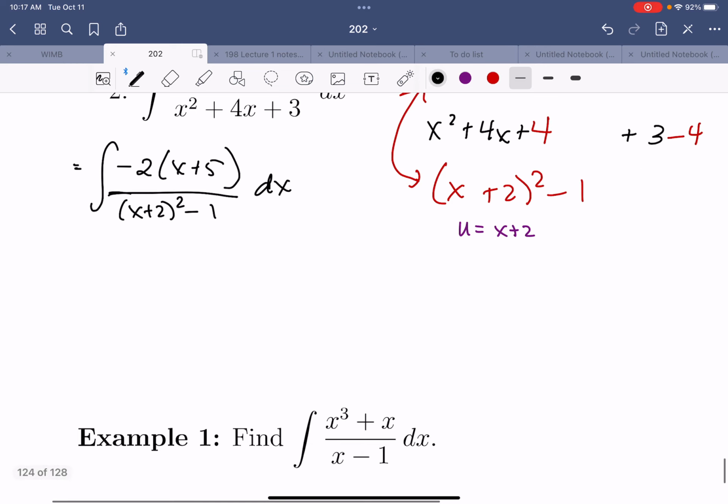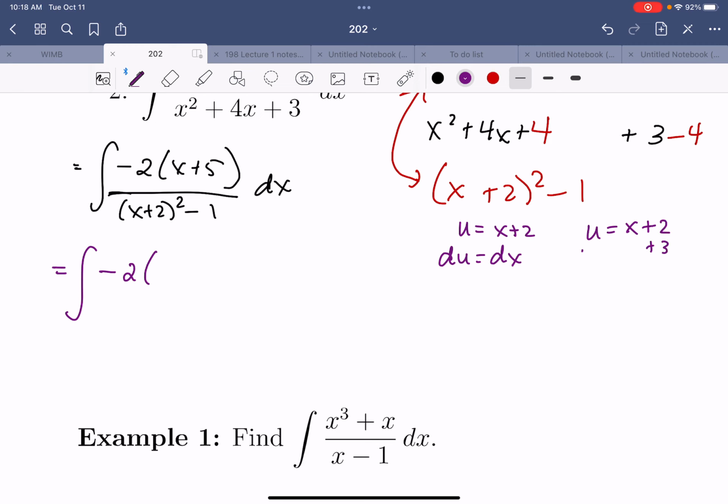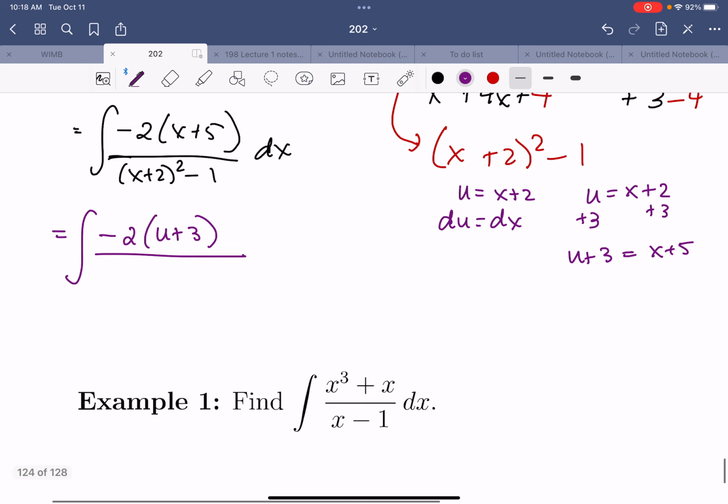Okay, and now we're going to make the u substitution. u equals x plus 2, and du is just dx. So this becomes the integral of negative 2 times... Now, we have that u equals x plus 2, but on top I have x plus 5. So if we add 3 to both sides, then u plus 3 is x plus 5. So I can substitute the x plus 5 for u plus 3. Then in the denominator, my x plus 2 becomes my u, and this is u squared minus 1, and this is dx.